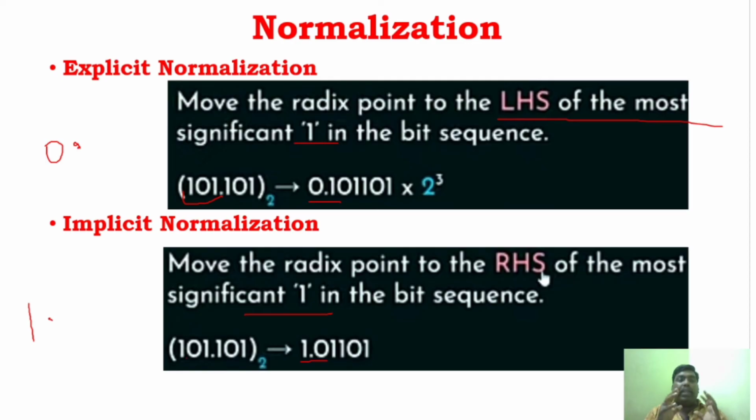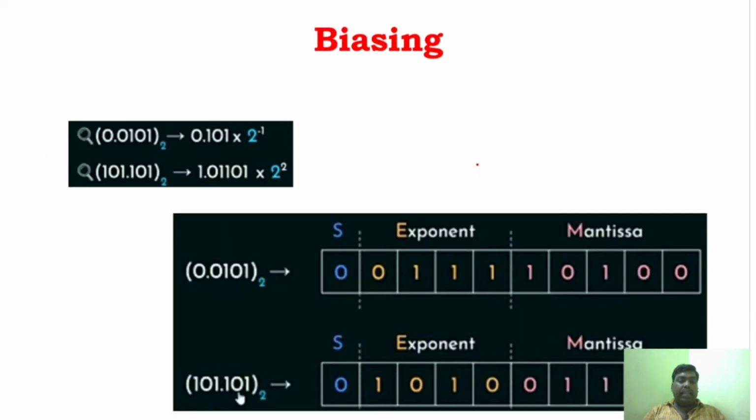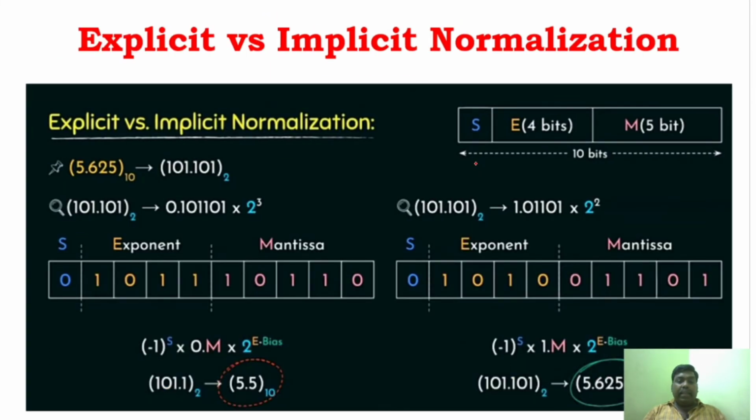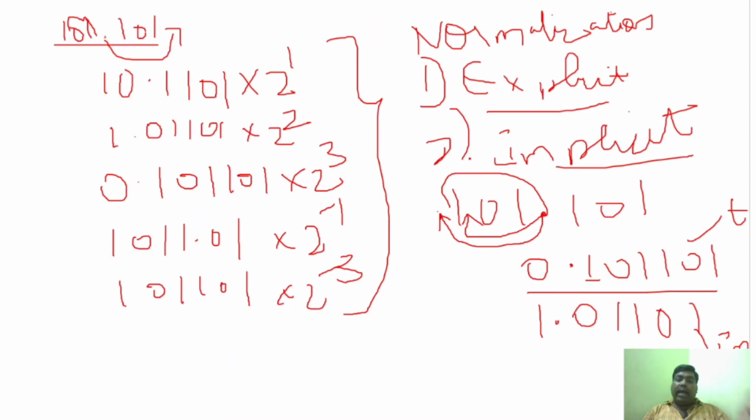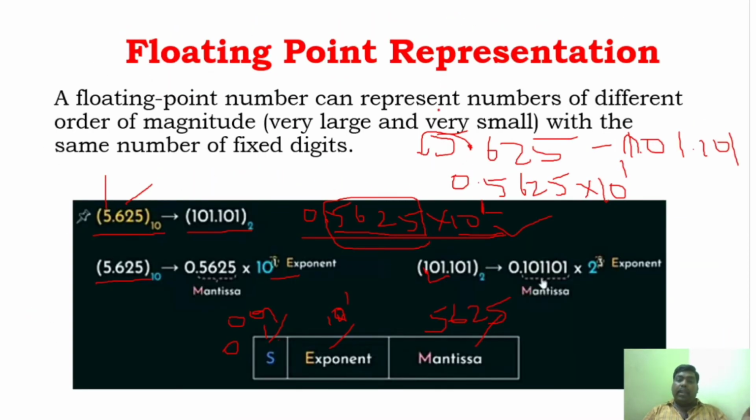So why am I particularly saying this? Because we have a formula for explicit normalization as well as implicit normalization. So what is the formula for it? I'll just explain that formula. We know that in any floating point representation, you'll have a sign bit, you'll have exponent bits, and you have a mantissa, correct?